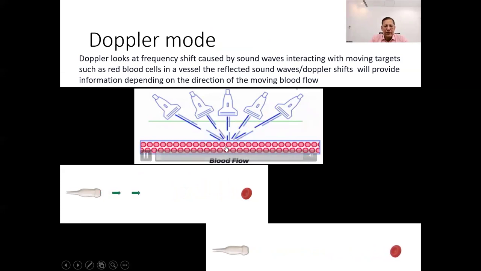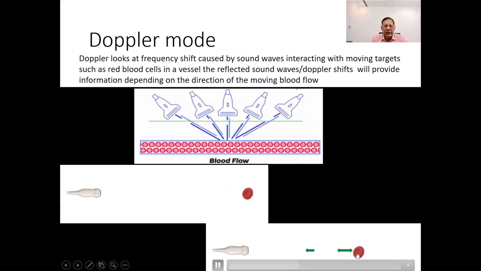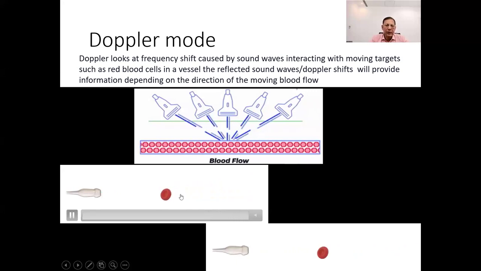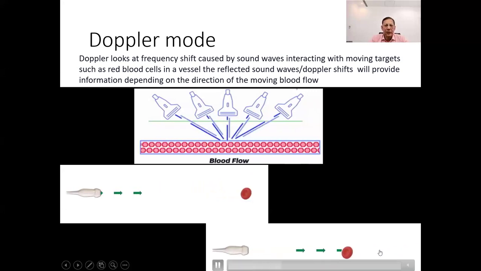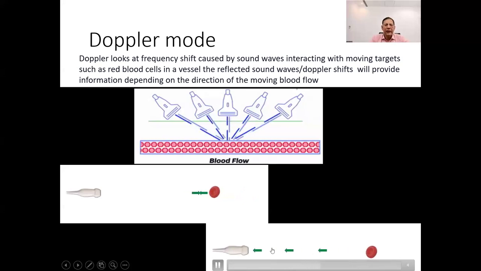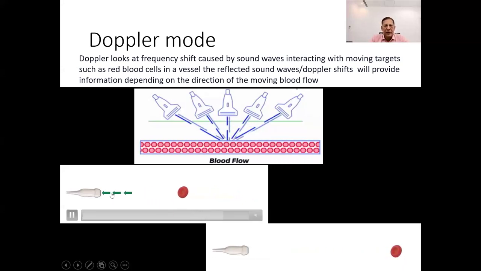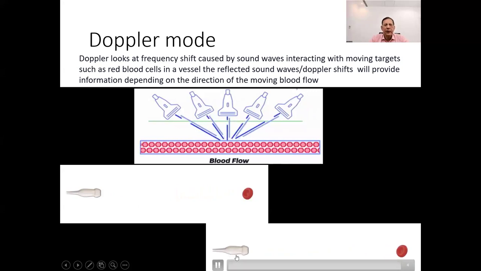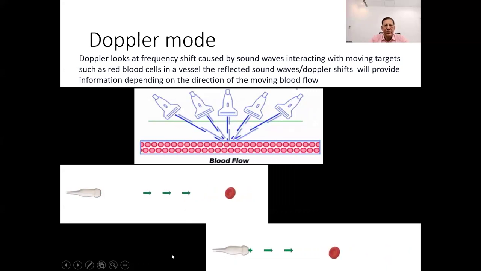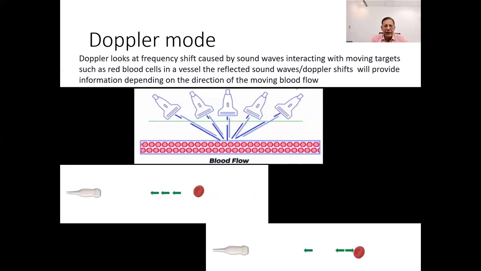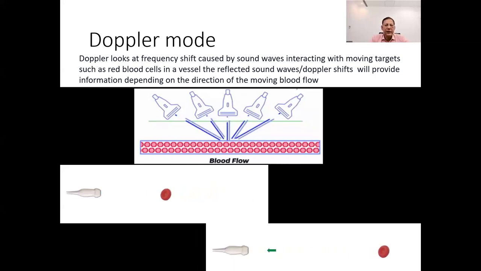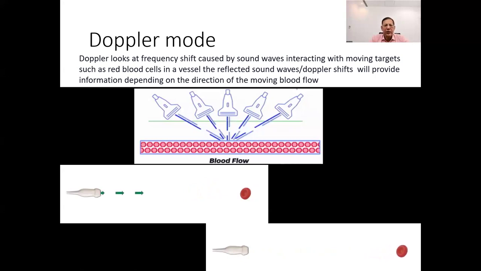A change between transmitted and reflected frequencies occurs due to relative motion between the sound source, which is the transducer, and the receiver, most commonly moving red blood cells in a vessel. The object can be moving either towards the transducer or further away from the transducer. The frequency of the reflected sound wave changes in both cases, and this change between transmitted and reflected frequency is called Doppler shift. The frequency does not change when the distance between the sound source and receiver remains constant, meaning the object is stationary, so in such a case there is no Doppler shift.